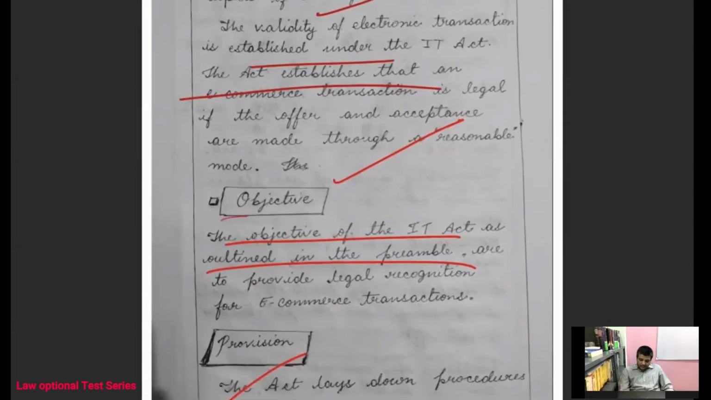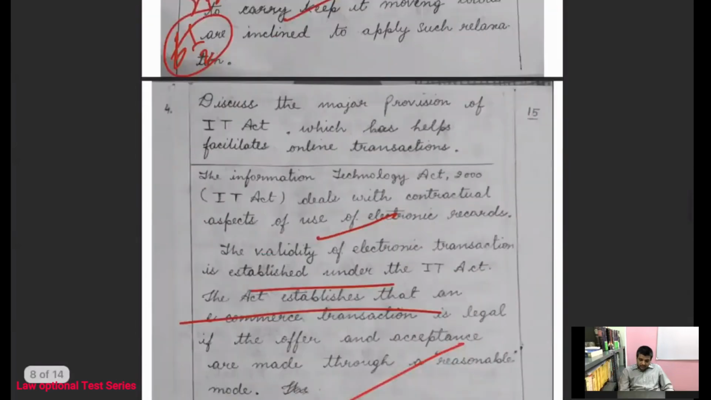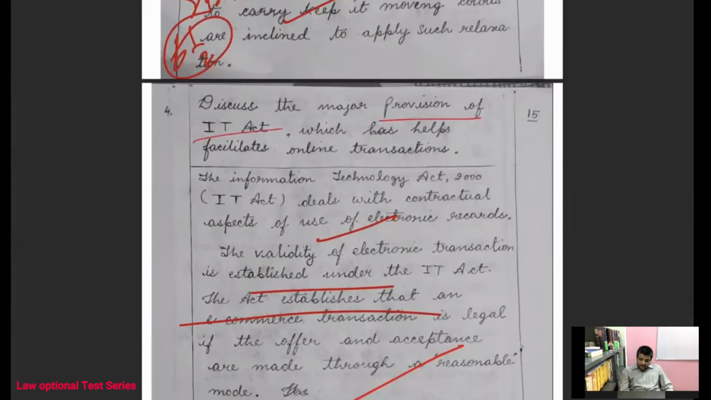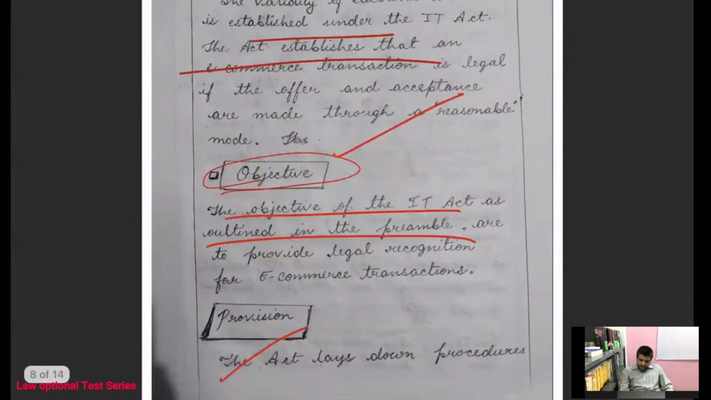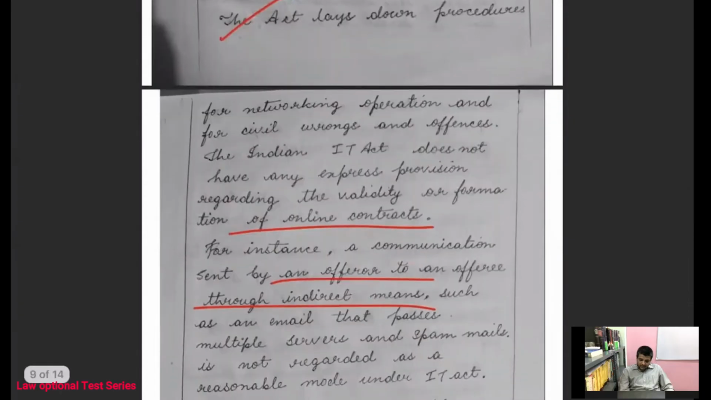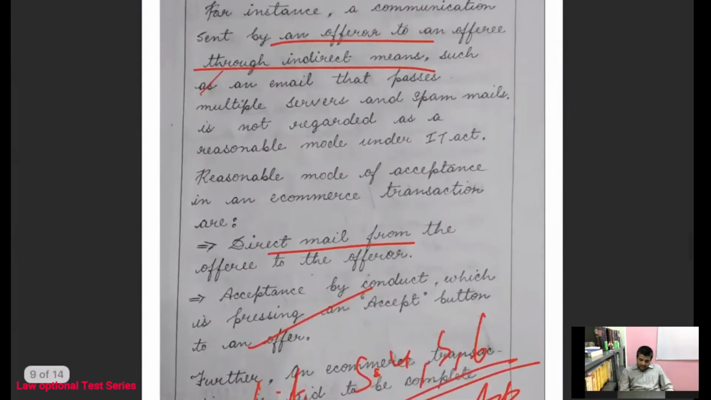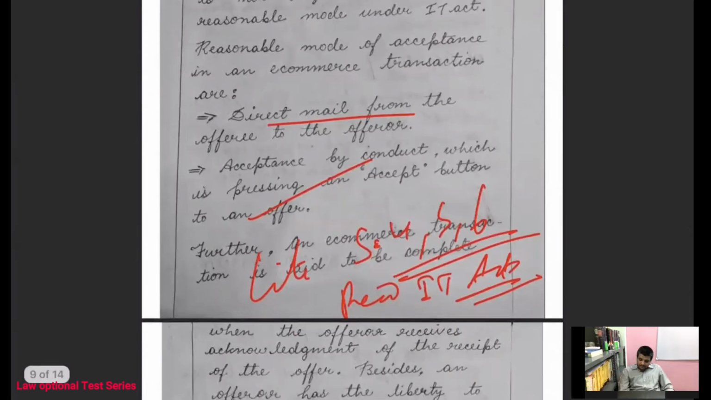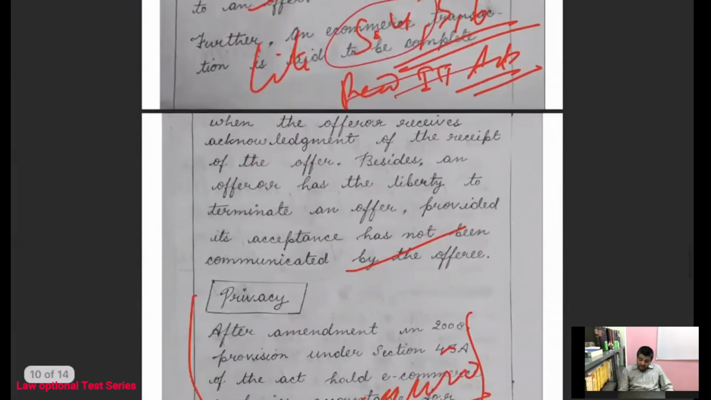Like this. Objective is good. With the question: this is the major provision of the IT Act which facilitates online transaction. Objective written well. Major provisions, electronic governance, e-governance, yes. Direct mail. We have not cited the exact statutory definition, right? Section 4, Section 5 of the IT Act, which talks about electronic signature, etc. That's what has been cited here. So that is how I will give you remarks.